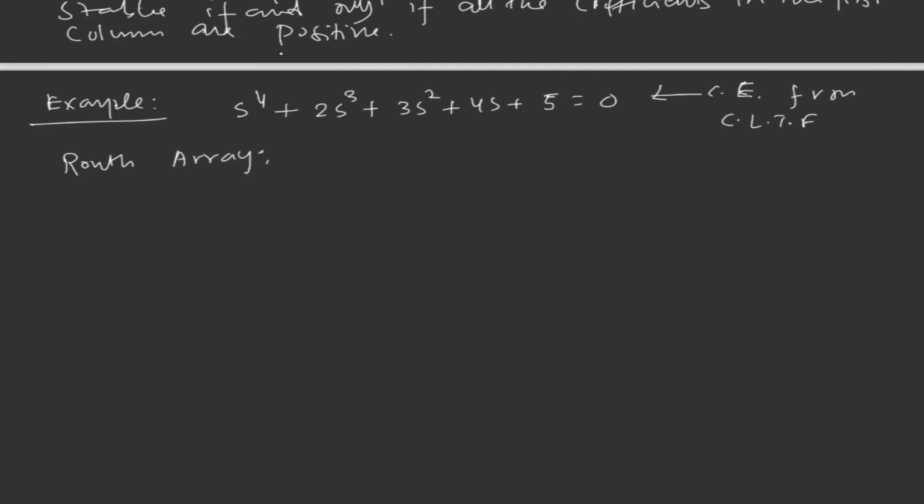So the highest power of S is 4. So we'll start with the even, then we'll start with odd. So S4, S3, S2, S1, and S0. From the even coefficients, we can write 1, 3, 5. This is the coefficient of S4 is 1, this is 3, and 5. And the odd ones are 2, 4, and 0.